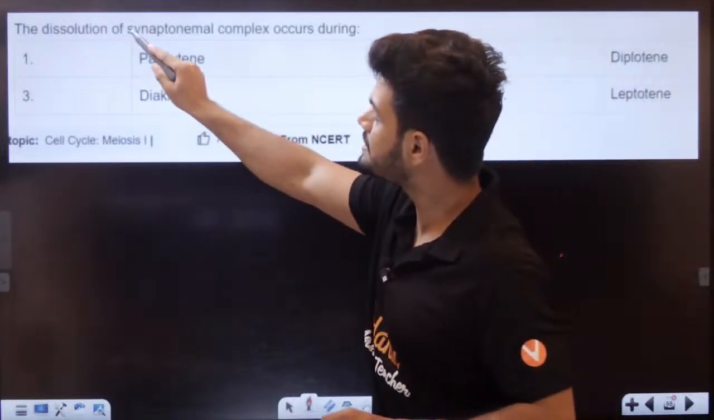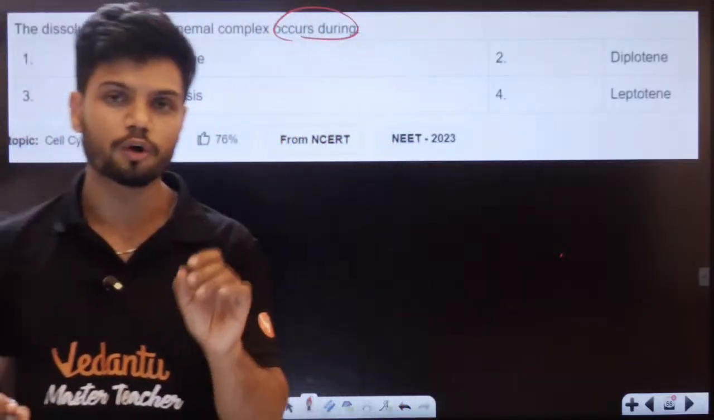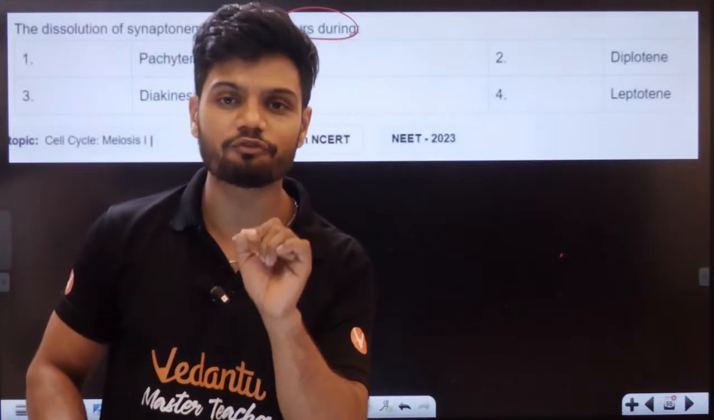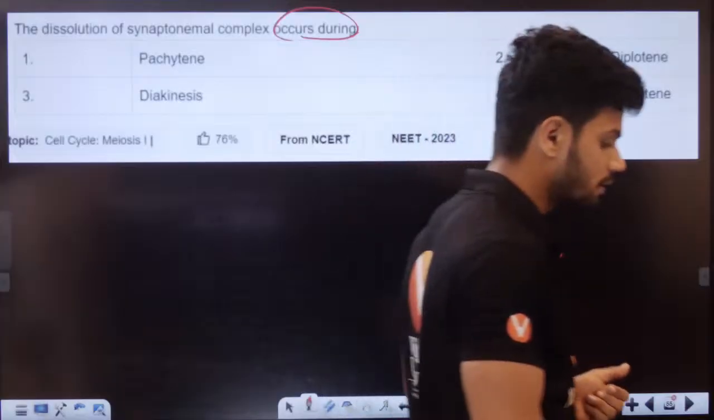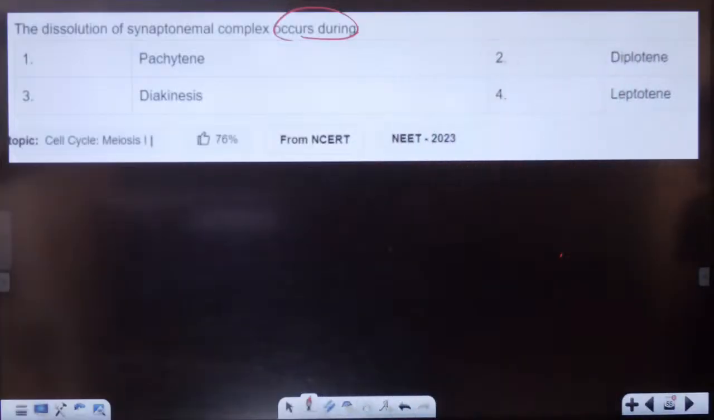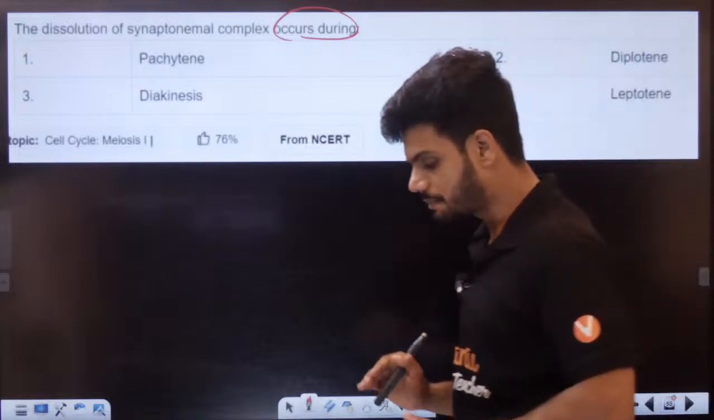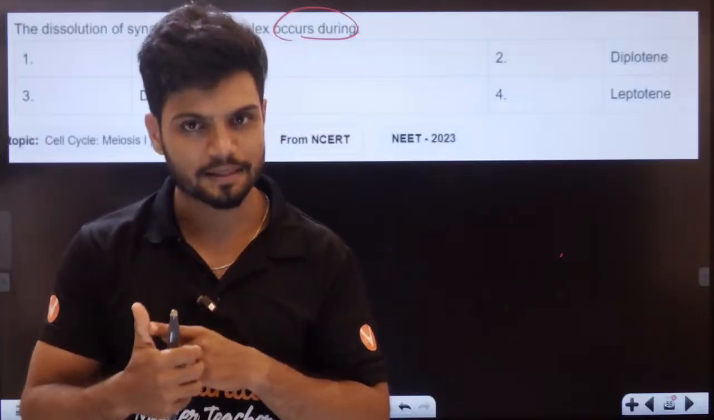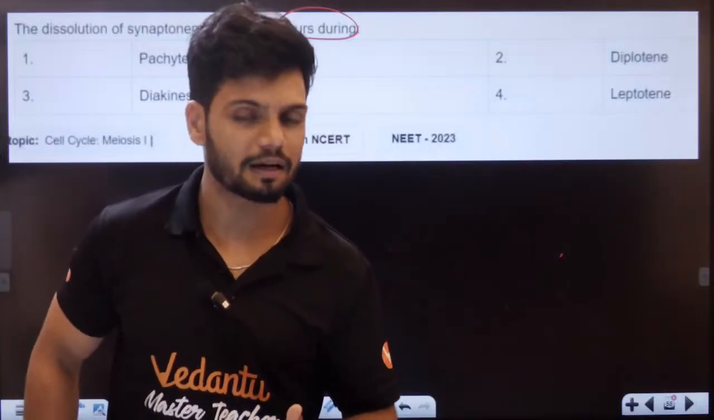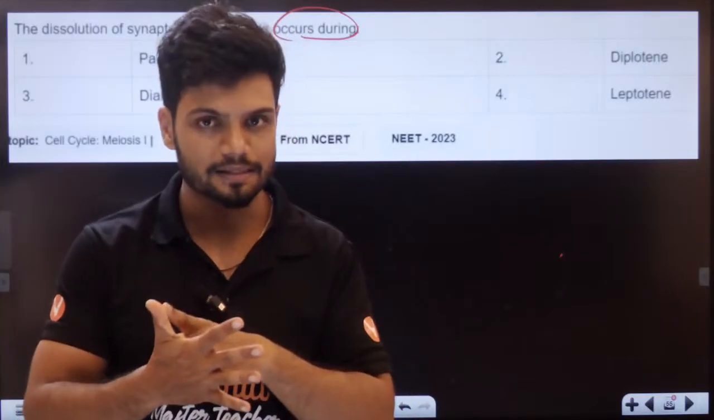The dissolution of synaptonemal complex occurs during, pure concept question, dissolution of synaptonemal complex as well as the formation of chiasmata happens where? It happens in the, students, I believe all of you don't remember this, right? Students, please remember. Leptotene, zygotene, pachytene, diplotene, diakinesis. Repeat after me. Leptotene, zygotene, pachytene, diplotene, diakinesis.